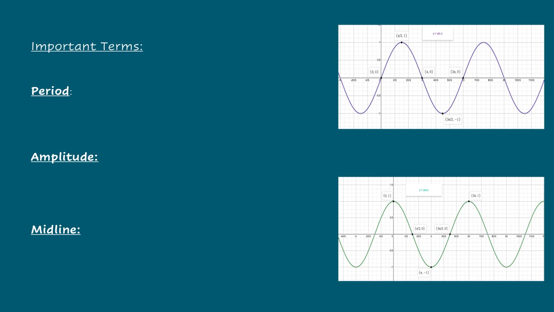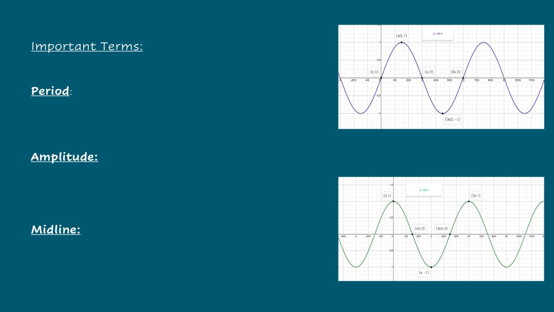Let's start with period. The period is the distance of a function repetition. In other words, how long does it take for a function to complete a cycle? How long does it take for the function to get from where it starts to where it ends and then starts to repeat again? All right, for the general sine parent function, it repeats every 2 pi radians.